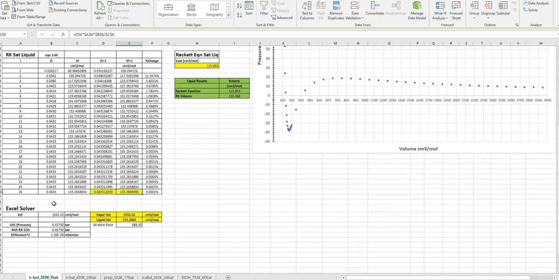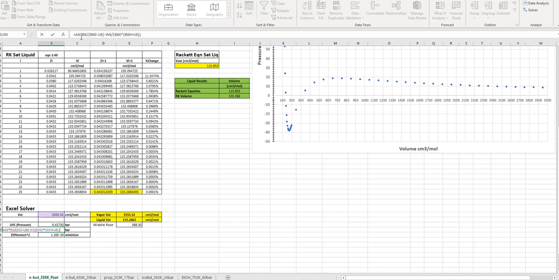How do I set up the solver function for a cubic equation? Well, what I have here is my initial pressure, and then I have the right-hand side of the Redlich-Kwong equation that is entered in equation form. This is my equation form. If I press F2, my initial guess for volume is given right here in this cell. So this cell is B60. B60 is my initial guess for volume.